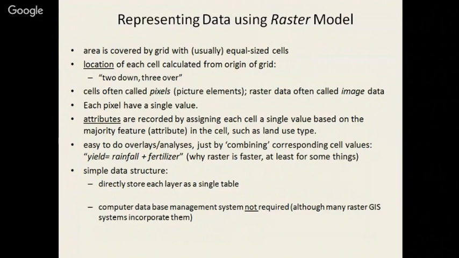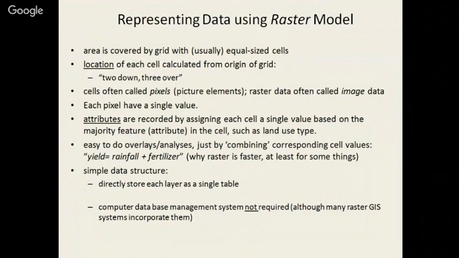Raster data is often called image data, because every kind of image we have, even when we take pictures with our cell phones, is in the form of raster data. Each pixel has a single value, and it is unique in the sense that it is unique to every kind of attribute. Like a road will have a unique value, as compared with another attribute. So attributes are recorded by assigning each cell a single value based on the majority feature in the cell, such as land use type.